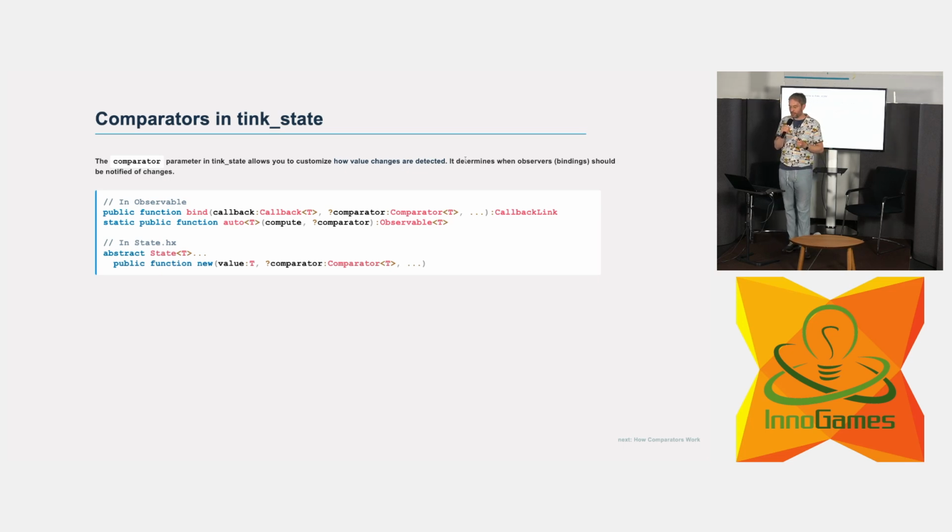You can use comparators or functions like this basically in three places in Think. First, as a second parameter to the bind function, then as a second parameter in the auto function, but then, and this is what makes the whole thing interesting, as a second parameter to the state.